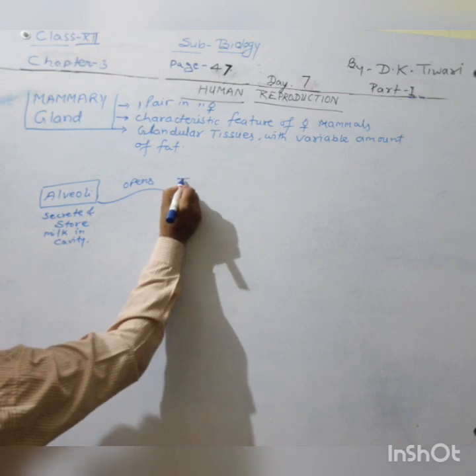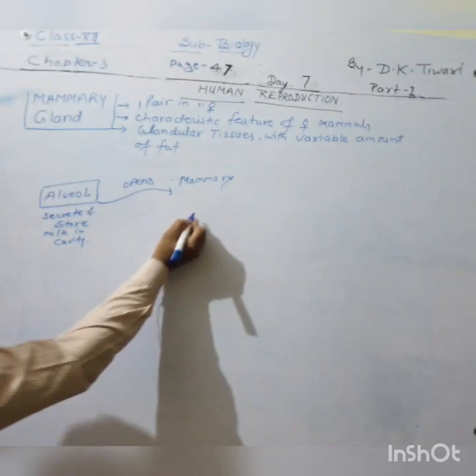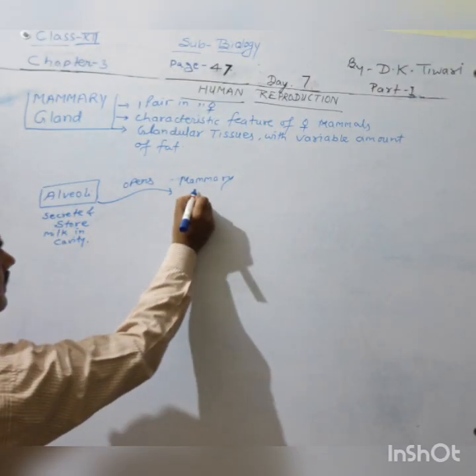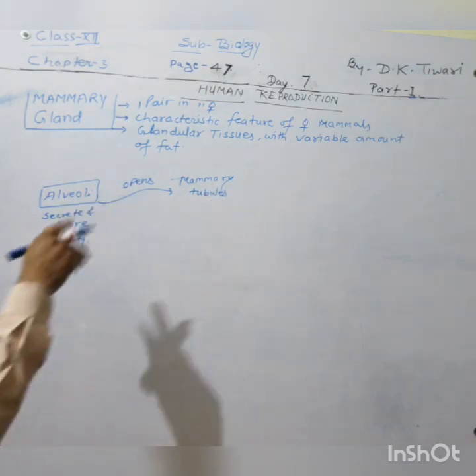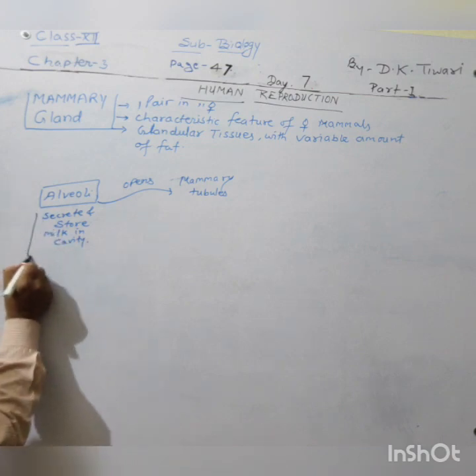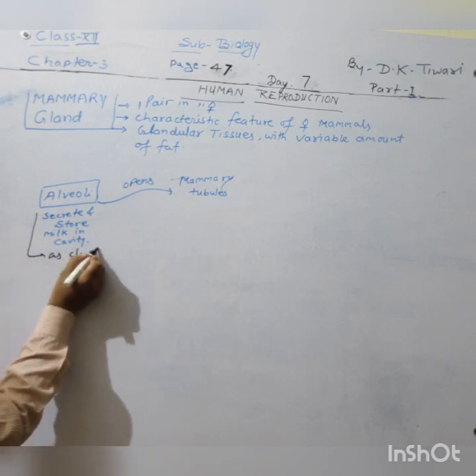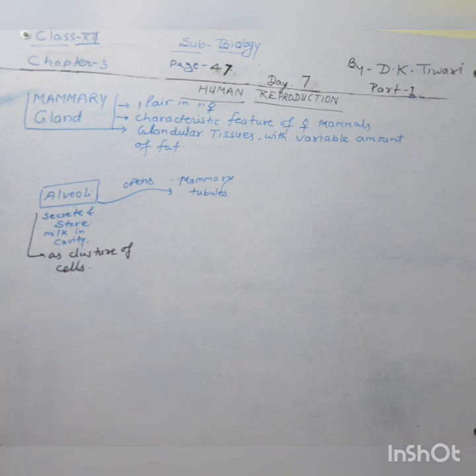Now, these alveoli open into tubular structures that are called mammary tubules. Before that, about the alveoli: these are found in the form of clusters of cells. Alveoli are found as clusters of cells.